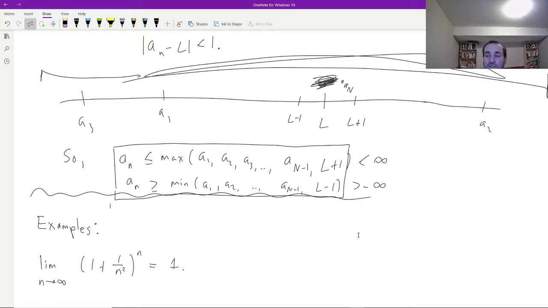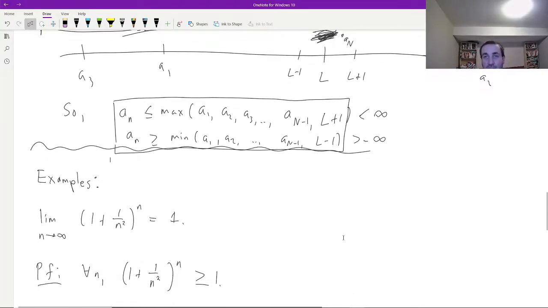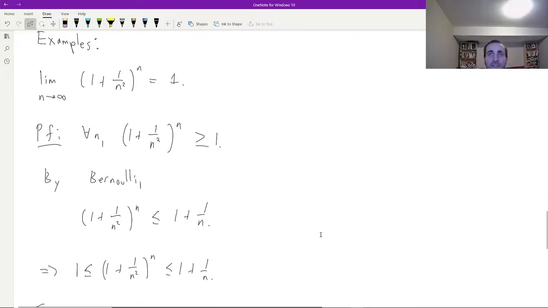The last thing that I want to do in introducing limits is do a calculation which is at least a little bit less trivial than the calculation we did at the beginning. So let's do sort of a representative. I want to check that the limit as n goes to infinity of (1 plus 1 over n squared) to the power of n is equal to 1. So how do we do this sort of thing? Well, usually the hard part is figuring out what does (1 plus 1 over n squared) to the n actually look like when n is big?